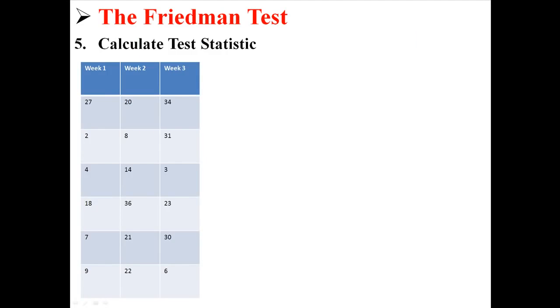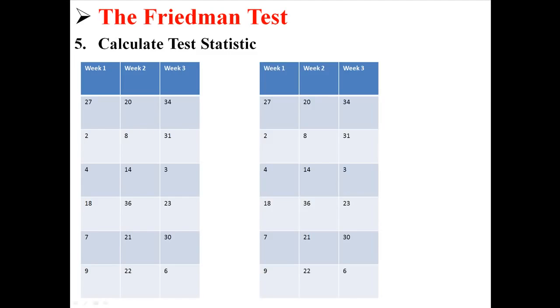So here's our data. I just moved it over a little bit, and now I'm going to duplicate it so I can show you something. These scores that I have indicated in red, 27, 20, and 34, remember, those all come from the same person at week 1, week 2, and week 3. What you need to do is rank those scores within the row, like this. So for example, 27 is the second highest score, 20 is the lowest score, and 34 is the highest score. So we put in 2, 1, 3 to rank that person based on all of their other scores.